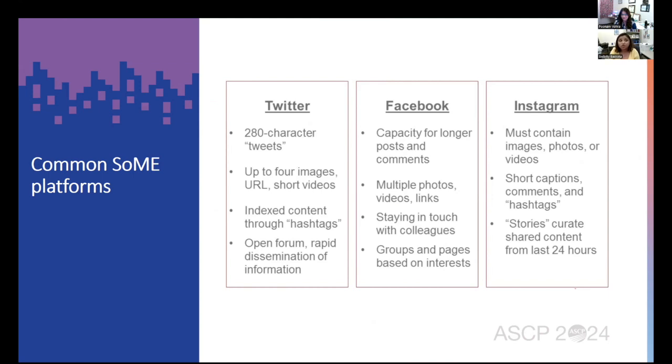You can also index your content through the use of hashtags, which I will go into in more detail. It is not only pertinent to Twitter. The same thing holds true across the other social media platforms when it comes to hashtags or the at rate. Another is Facebook. Facebook and Instagram don't have a character limit.